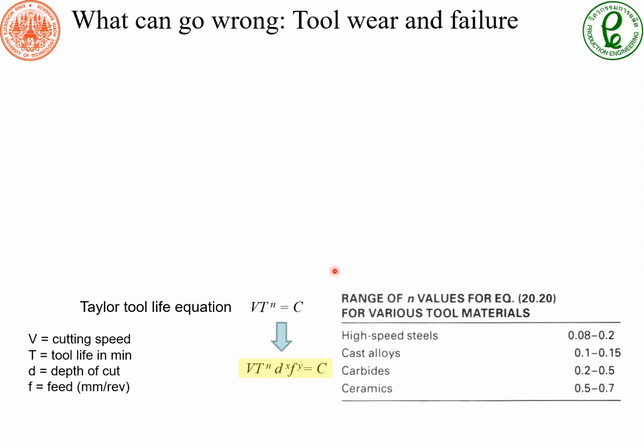So for a pair of work material and cutting tool material, we can conduct experiments to identify n and C. From that, we can estimate how much tool life we get by using a certain velocity or speed. Later on, this Taylor tool-life equation was extended to cover the depth of cut and also the feed rate. Depth of cut is shown as d, and feed rate is shown as f. Again, x, y, and n are all determined through experiments.